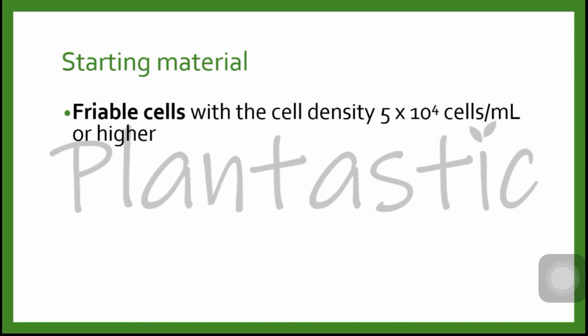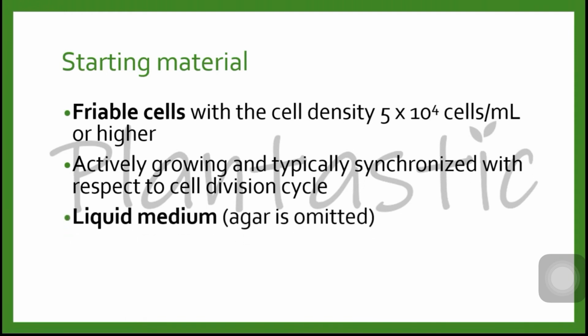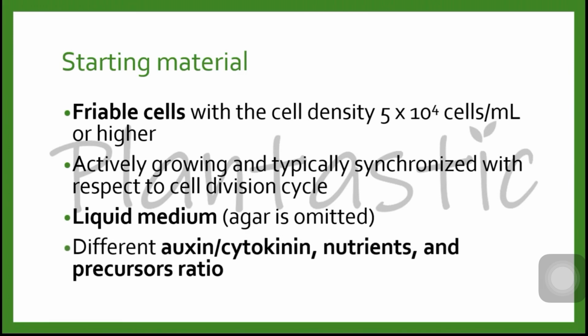We can use friable cells with the cell density 5 × 10⁴ cells per milliliter or higher. We need actively growing cells, typically synchronized with respect to the cell division cycle. The liquid medium, whereby the agar is omitted. We need to add different plant growth regulators such as auxin or cytokinin, nutrients, and precursors.